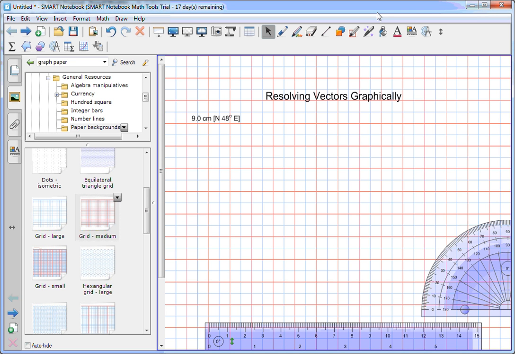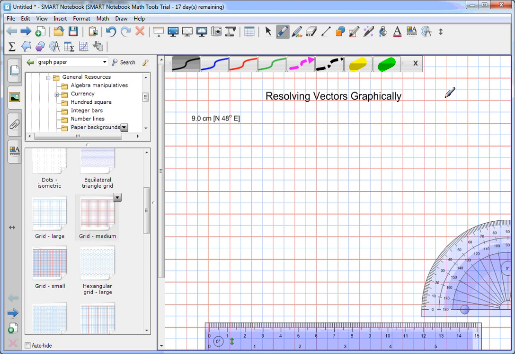This video will show you how to resolve a vector into its component vectors graphically. This is effectively the opposite of adding vectors graphically. We have 9 centimeters north, 48 degrees east.